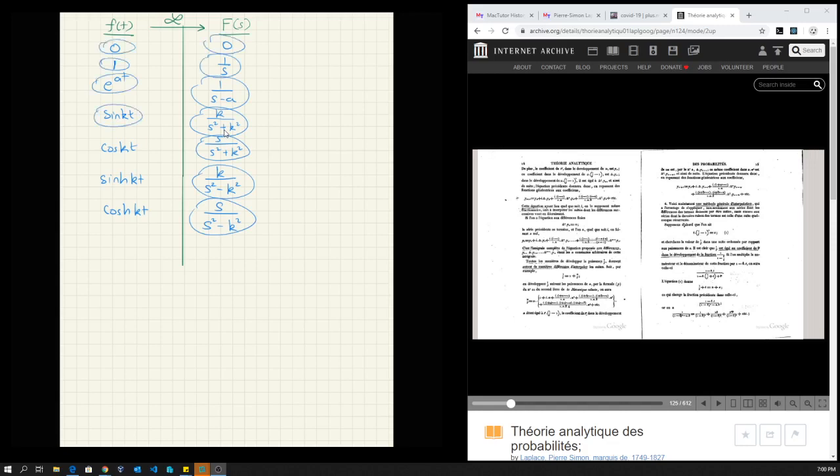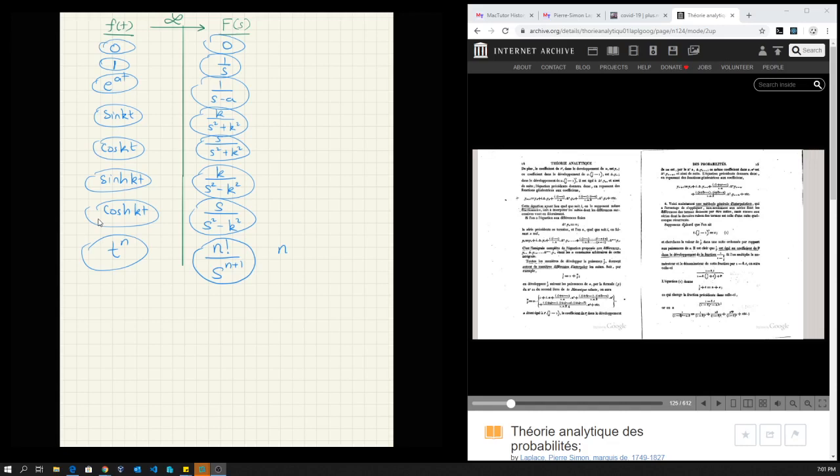Now, let's add one more. What if we have a power of t? So basically a polynomial or a monomial. What if we have t to the n? Again, that requires multiple integration by parts, but you can prove by doing the definition that this ends up being n factorial over s to the n plus 1, where n is allowed to go from 0 or higher.